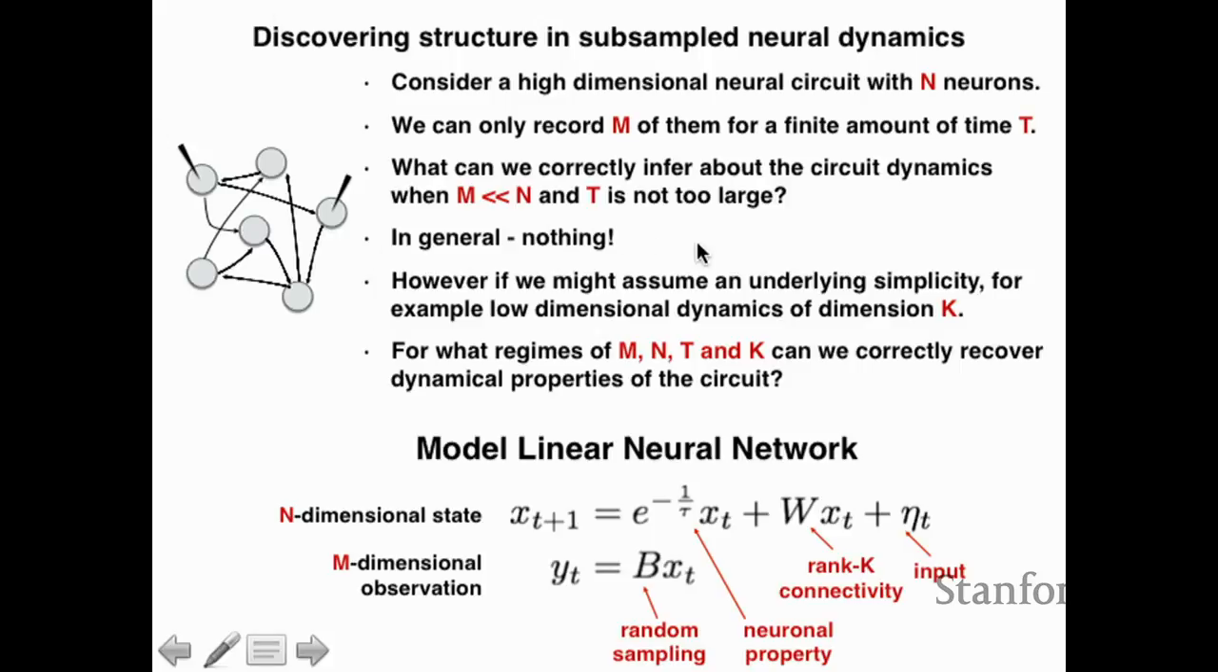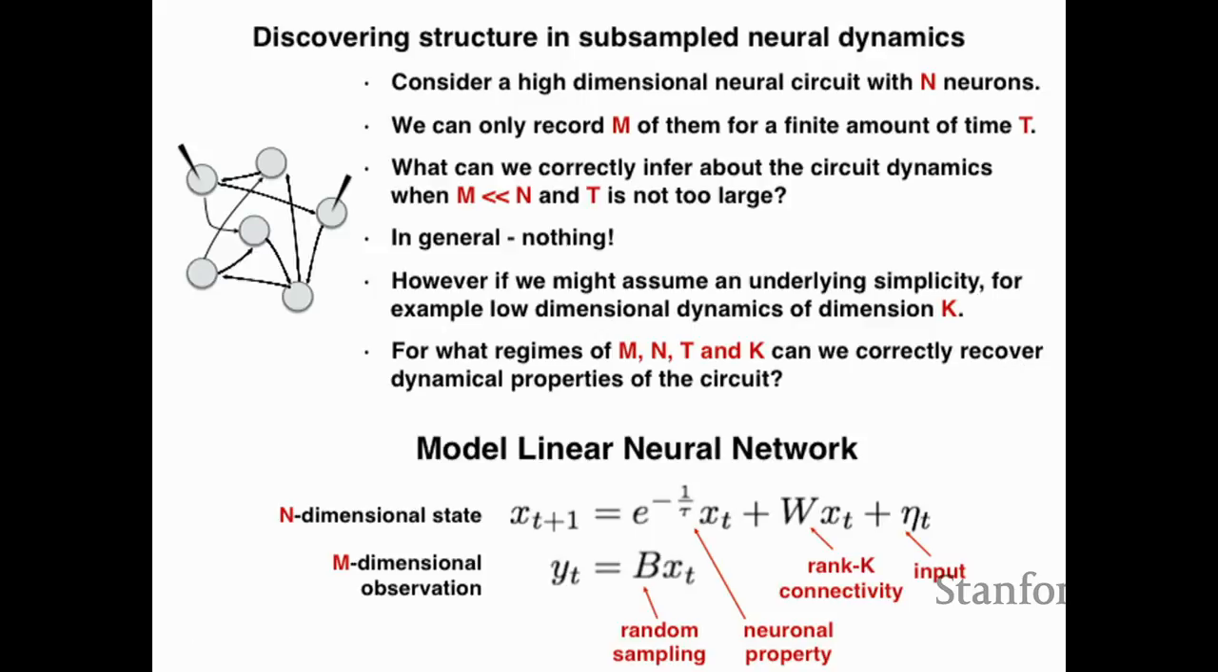However, we might assume some underlying simplicity about the recurrent network dynamics. For example, that for some reason the network dynamics may be forced to live in a k-dimensional subspace, okay, because of the recurrent connectivity. Now, you imagine the recurrent connectivity is constraining the activity patterns to live in a low-dimensional subspace. Okay? So then the question is, for what regimes of m, n, t, and k can we correctly recover the dynamical properties of the circuit?